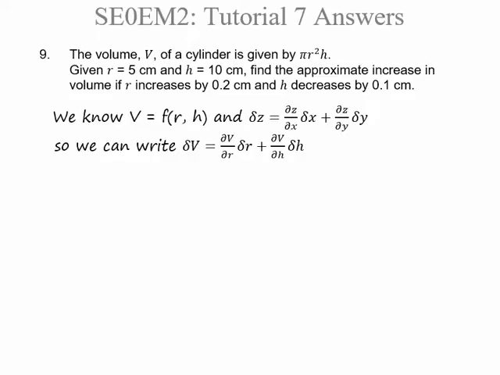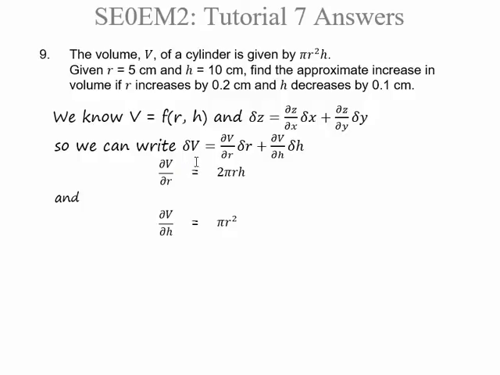So now we need to find dV/dr and dV/dh. So we're going to differentiate this expression with respect to r and then differentiate it with respect to h. Differentiating with respect to r, we've got r squared, so we're going to get 2 pi r h. Differentiating with respect to h, we're going to get pi r squared.